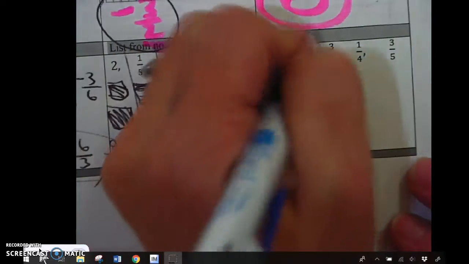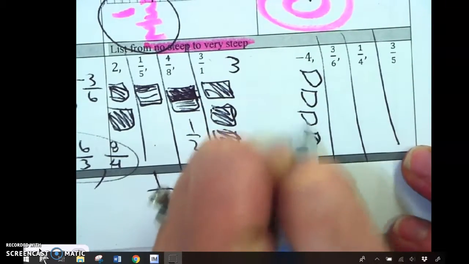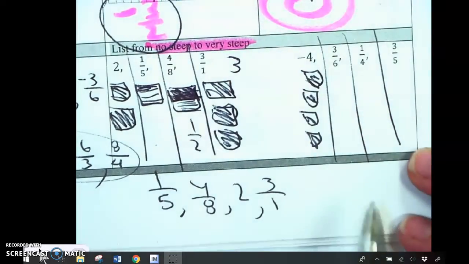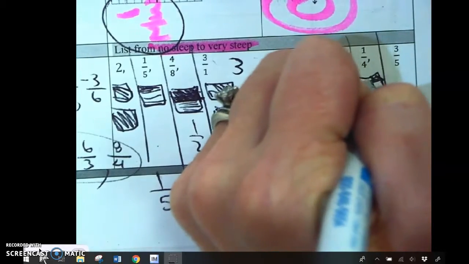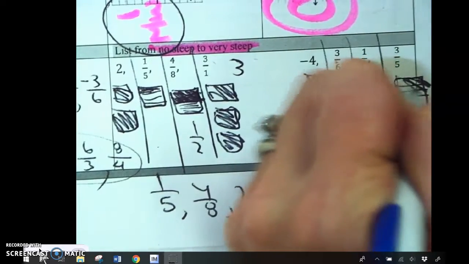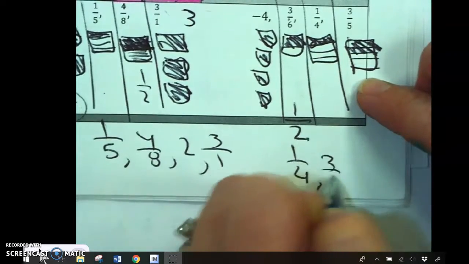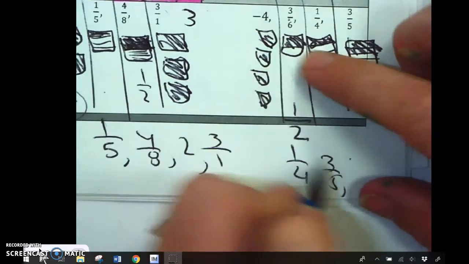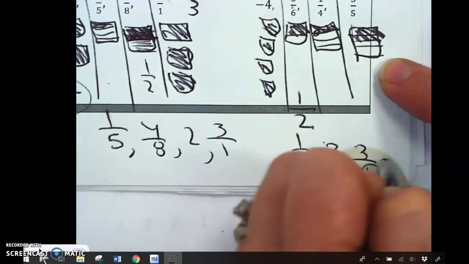Let's go to the next one. 1, 2, 3, 4. 1, 2, 3, 4. 3/6 is like 1/2. So I just do 1/2. This one's 1/4. And this one's 3/5. Okay, so the smallest is 1/4, then 3/5. Wait, no, sorry, then 3/6, then 3/5, and then -4.